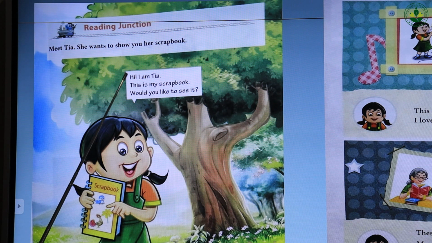Once again, hi, I am Tia. This is my scrapbook. Would you like to see it? What is this? Scrapbook. Now listen.